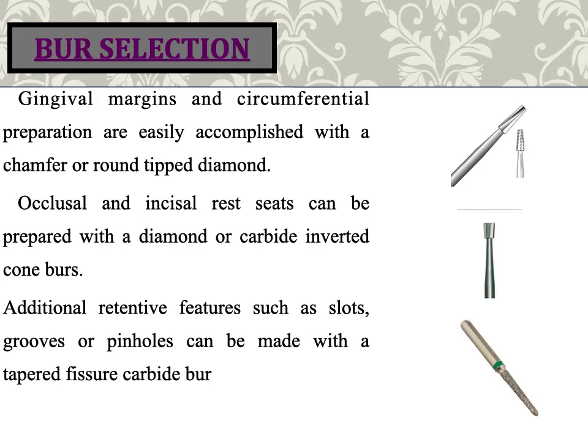The burs that we will be making use of in the preparation for resin bonded bridges are the round tipped diamond, inverted cone burs, and tapered fissure carbide bur. Gingival margins and circumferential preparation are easily accomplished with a chamfer or round tipped diamond. The occlusal and incisal rest seats can be prepared with a diamond or carbide inverted cone bur, and additional retentive features such as slots, grooves, or pinholes can be made with the tapered fissure carbide bur.